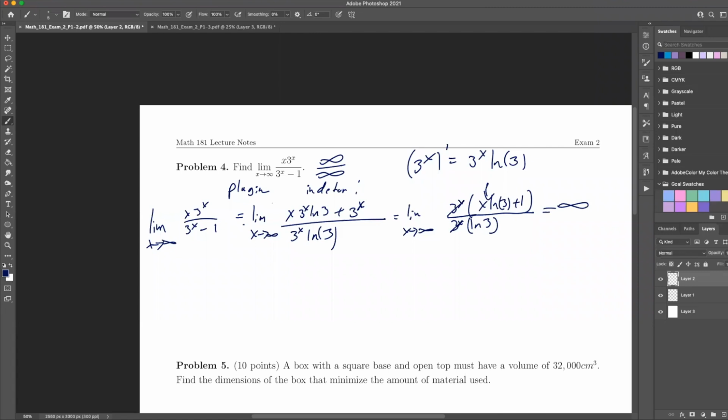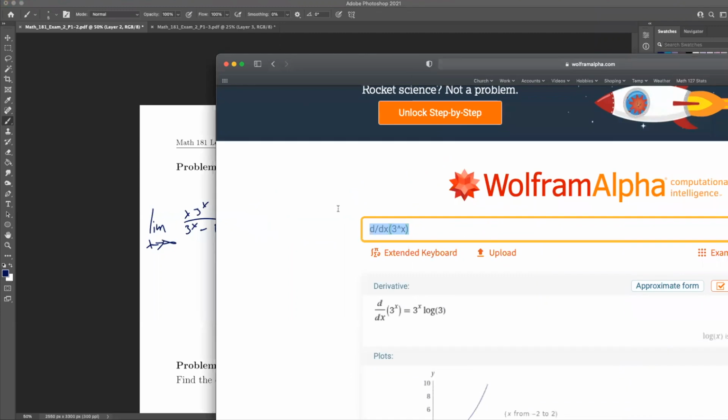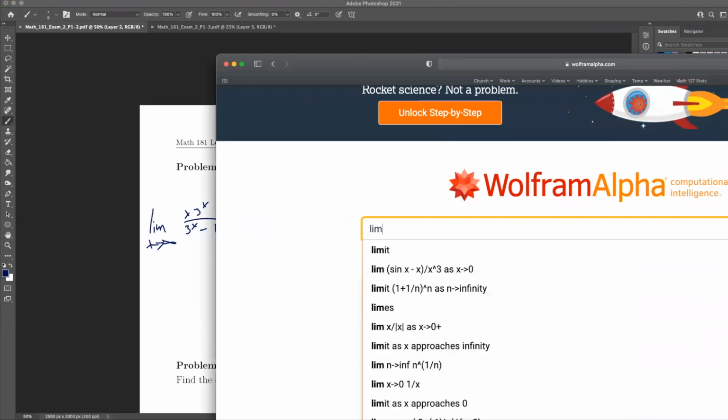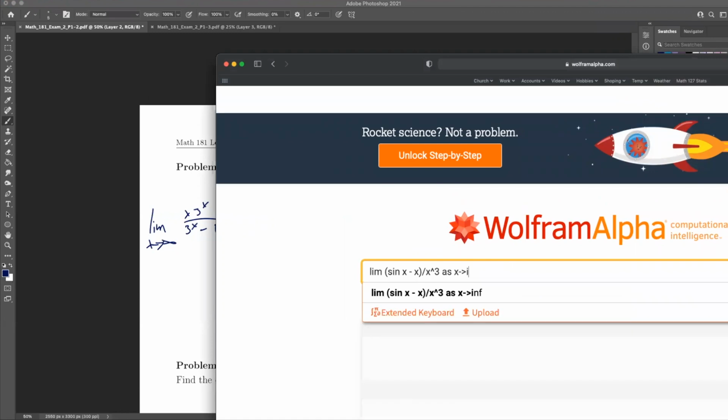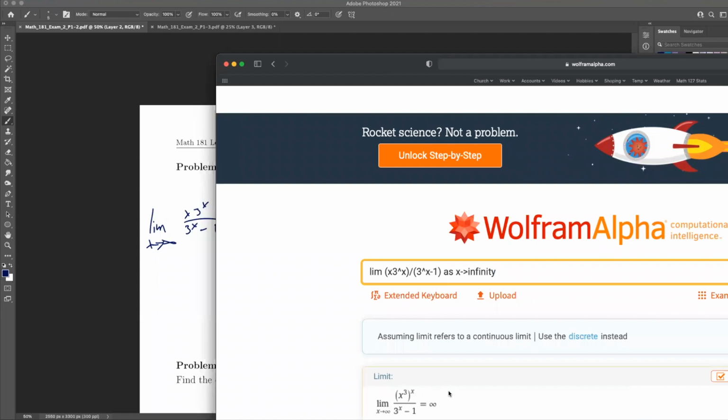All right. And then we can always double check using Wolfram Alpha. So let's do that. So here I want second limit. All right, x goes to infinity. And here we're going to have on top x times 3 to the x, and then on the bottom, we're going to have x minus 1. And this goes to infinity. And so that matches what we got.